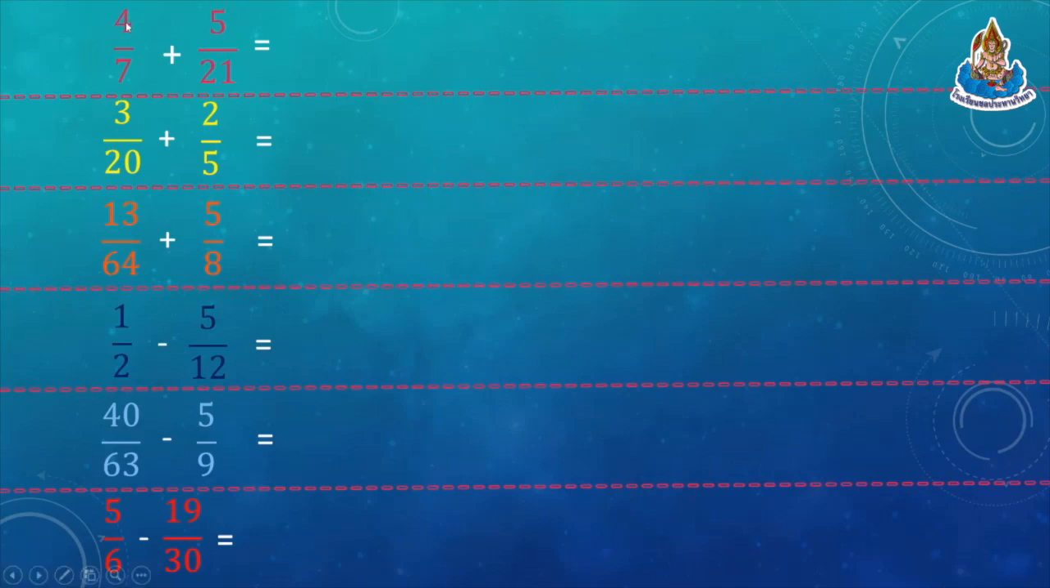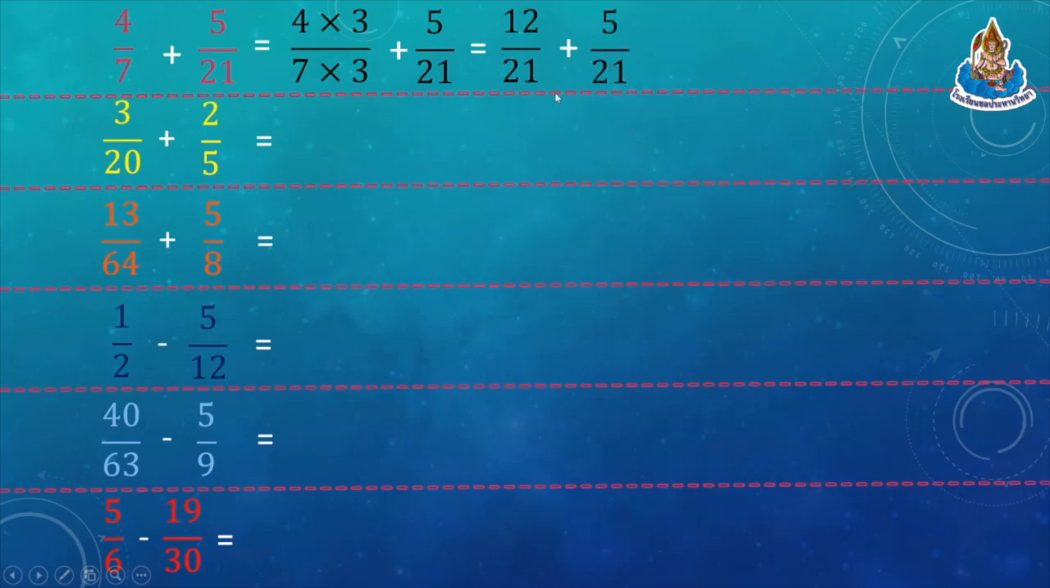First problem, 4 over 7 plus 5 over 21. We need to make the denominators equal. So to make 21 from 7, we can multiply 7 times 3. At the same time, we multiply the numerator times 3. So 7 times 3 is 21, 4 times 3 is 12.